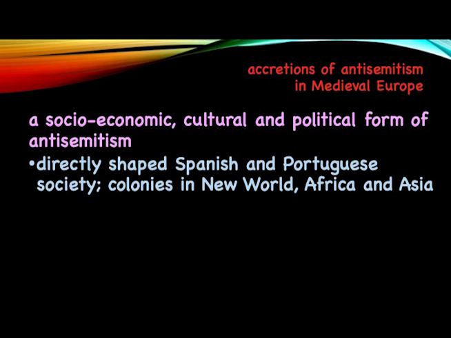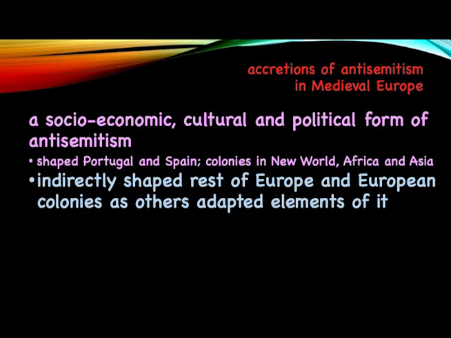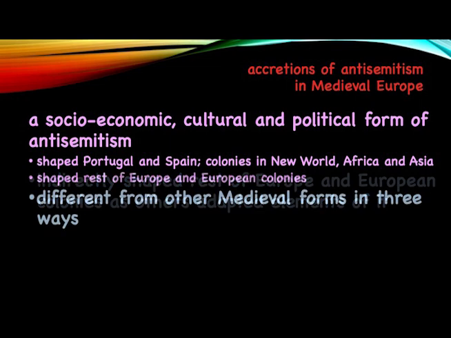It directly shaped Spanish and Portuguese society, and through them it directly affected Spanish and Portuguese colonial possessions in North and South America, Africa, and Asia. It indirectly affected the rest of Europe and their colonial possessions throughout the world when other monarchs and societies adapted the Spanish and Portuguese anti-Semitic worldview to their own socioeconomic, cultural, and political realities.